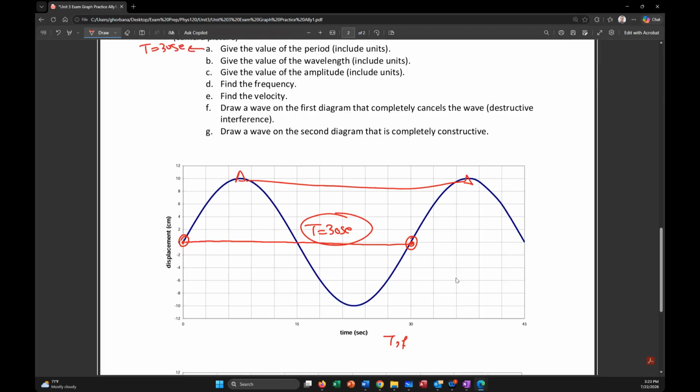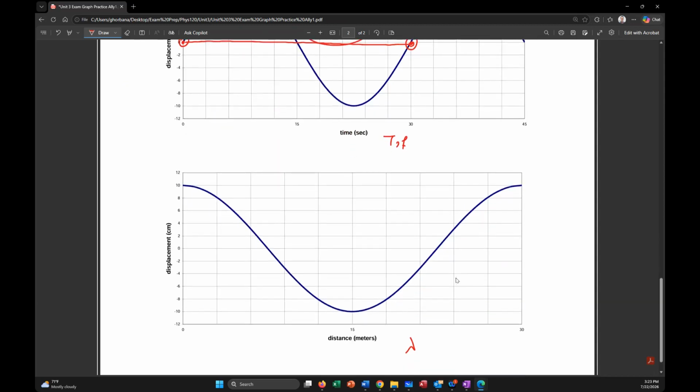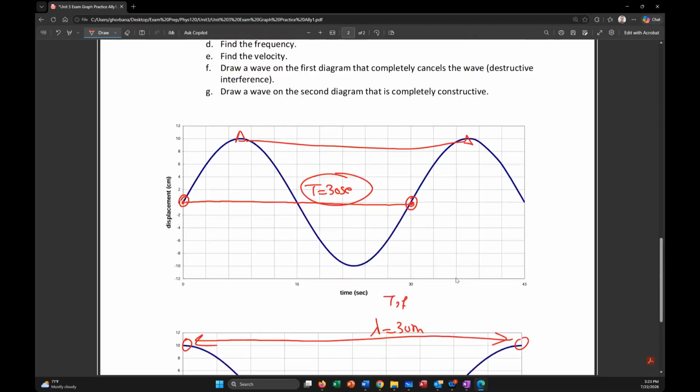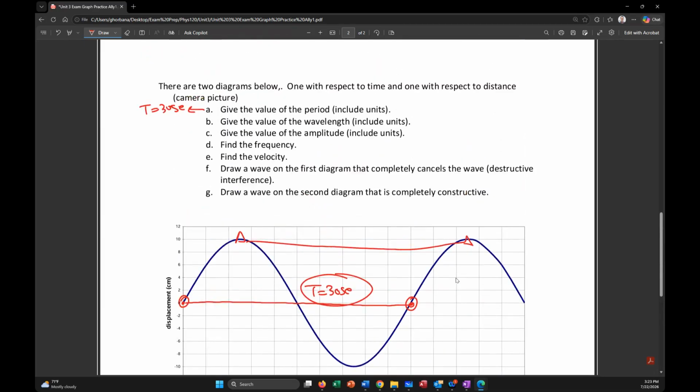Give the value of the wavelength. I cannot use the first one to find the wavelength, so I'll move to the next one. There you go. The wavelength is the distance from crest to crest. This one is 30 as well, 30 meters. Lambda is 30 meters. The first one was 30 seconds. So B is lambda equals 30 meters.